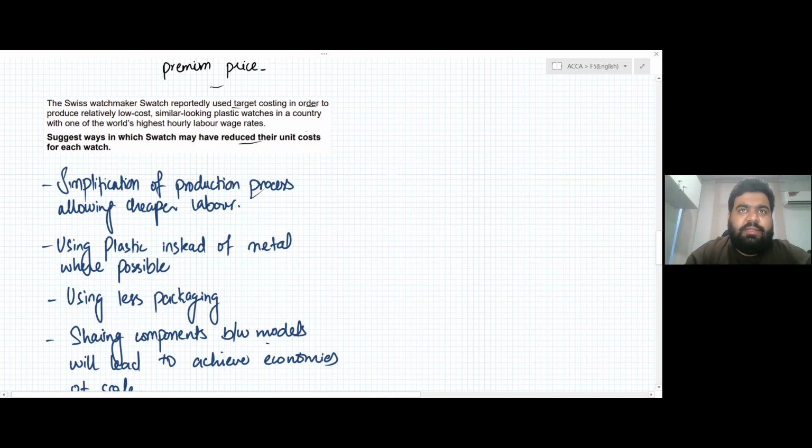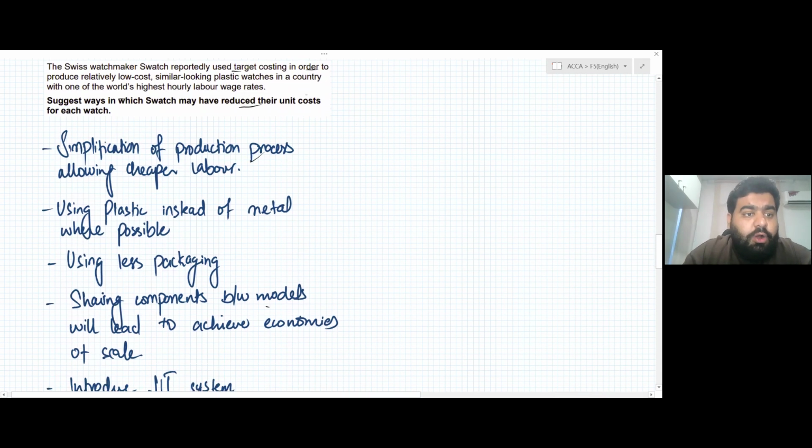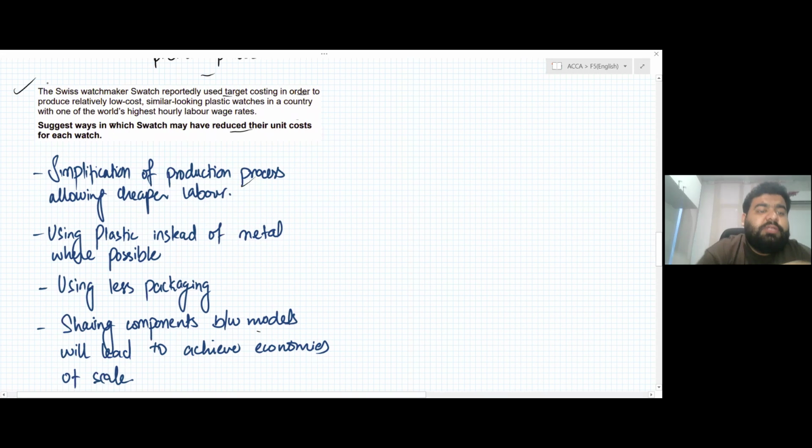All the topics are mixed in the Kaplan book from where I've taken all these topics. Okay, so here it's written: the Swiss watchmaker Swatch reportedly used target costing in order to produce relatively low cost, similar looking plastic watches in a country with one of the world's highest hourly labor wage rates. Suggest the ways in which Swatch may have reduced their unit cost for each watch. Actually, there's a company going to make the watches, and now they are finding ways so that they can reduce their cost per unit.